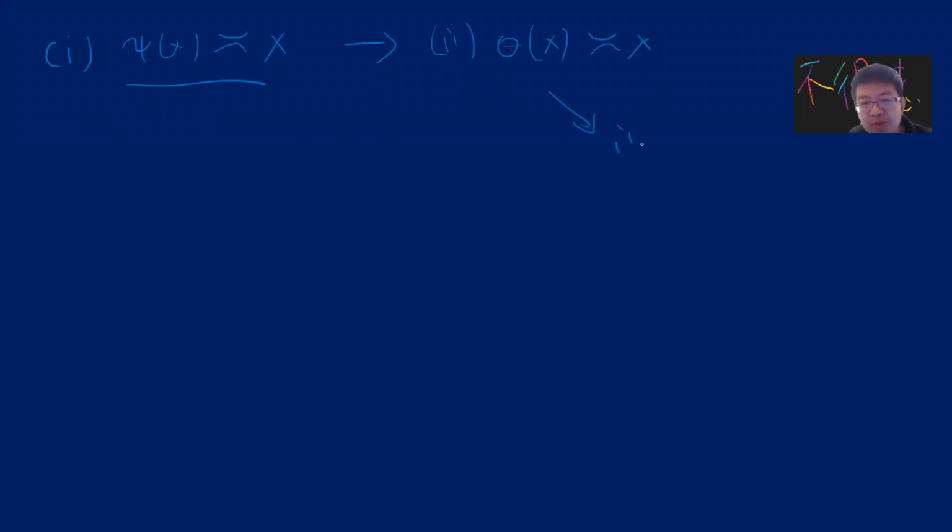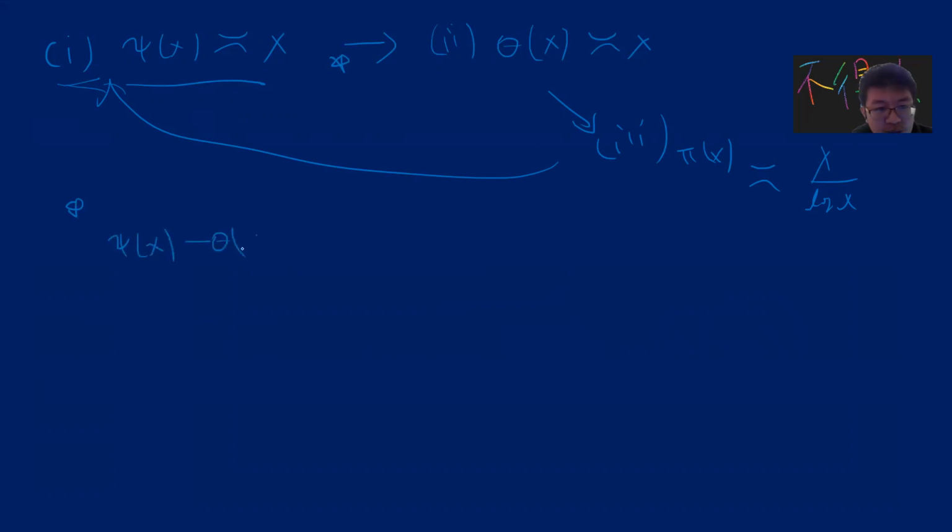and then we prove the third. Let's say pi of x is this, x over log x, and then finally we go back to prove the first one. Okay, so basically this is okay. So let's prove this part. So let's write psi of x minus theta of x will be, let's say, prime powers.